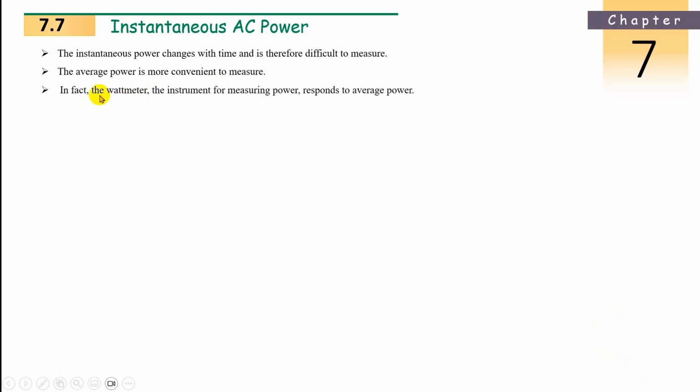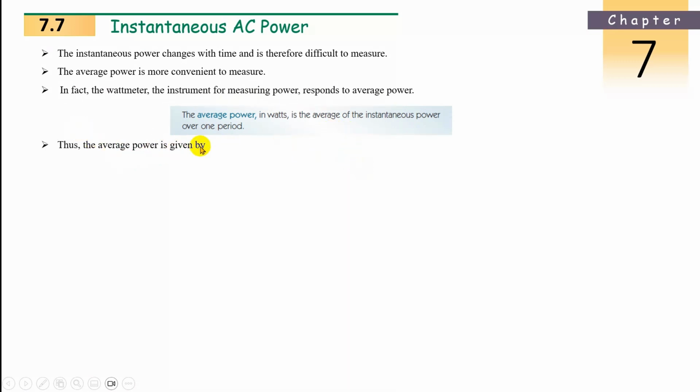The watt meter, the instrument for measuring power, responds to the average power only. The average power in watts is the average of the instantaneous power over one period. Over one period, it is an average power only. It means the second part we are deleting and taking the first part only. Thus the average power is given by another method to calculate the power.